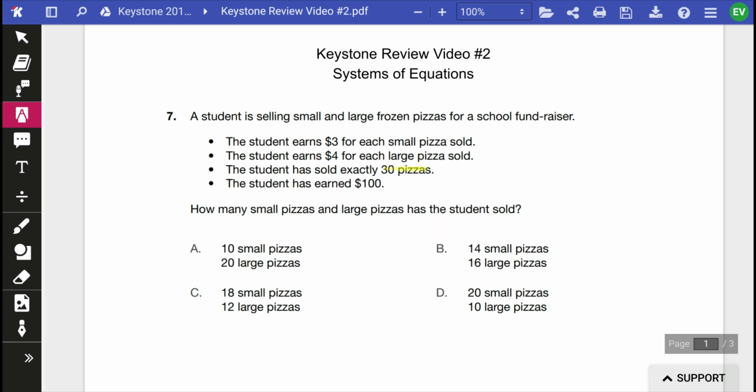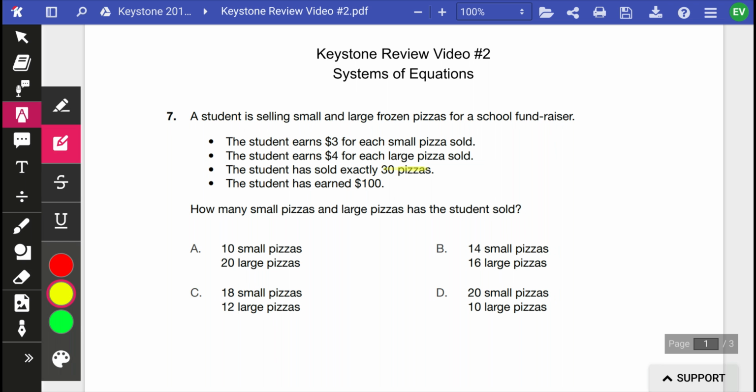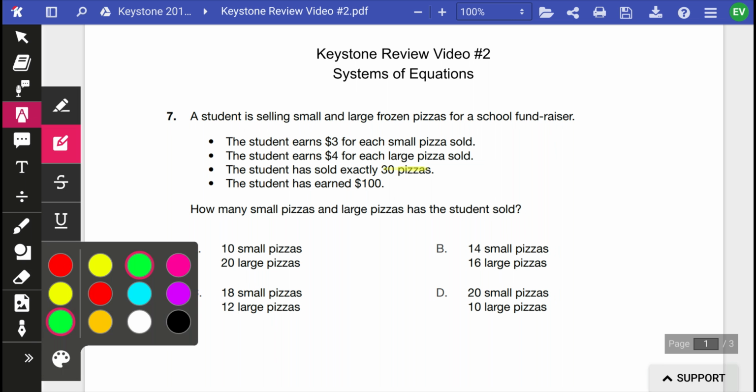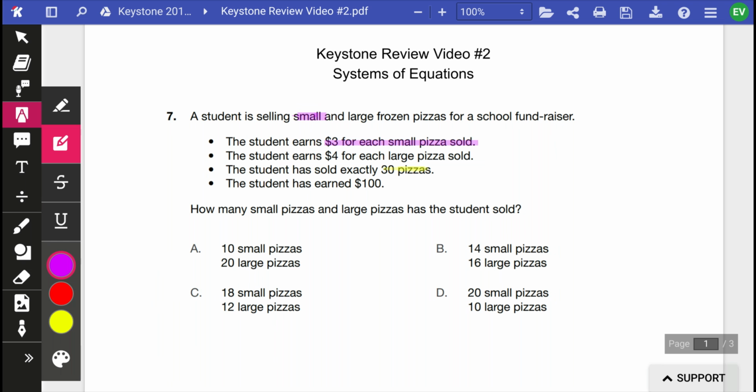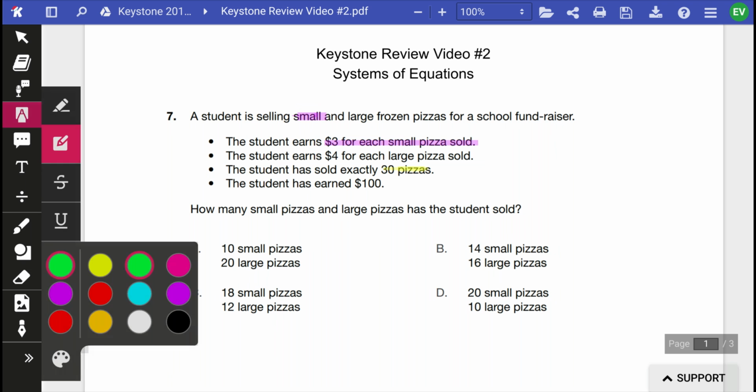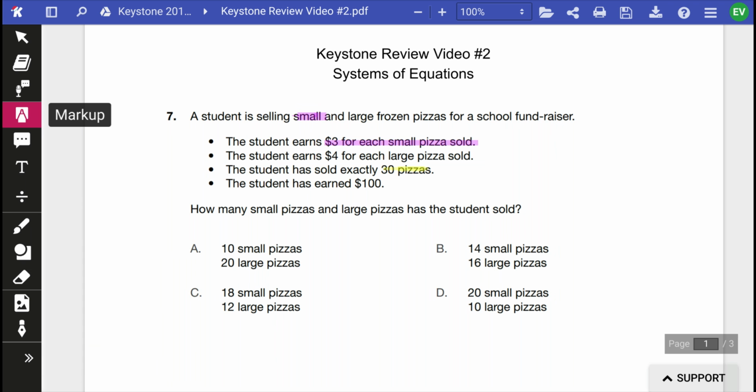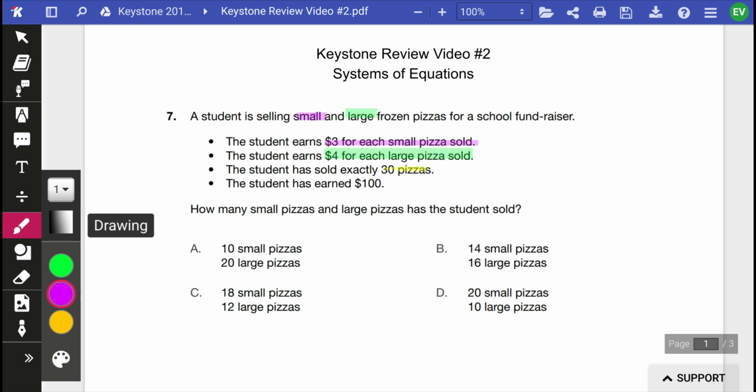So let's organize ourselves a little bit. We'll look at a couple of different situations here. So I have small pizzas. What do we know about small pizzas? We know that we have $3 for each small pizza sold. And then we have large pizzas. So let's use a different color for large pizzas. So our large pizzas, we have $4 for each large pizza sold. So that kind of gives me some information.